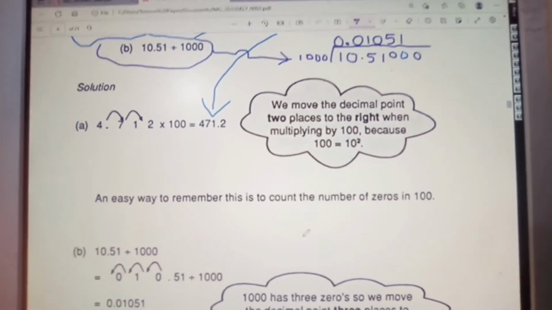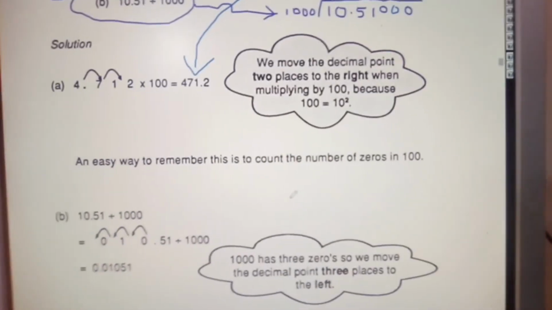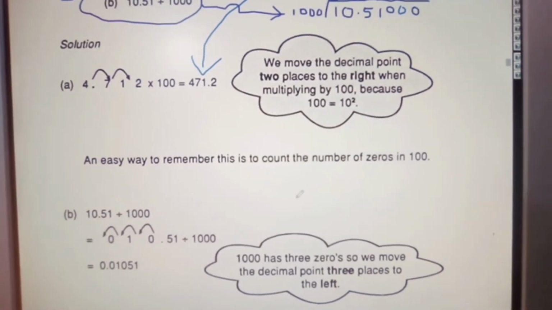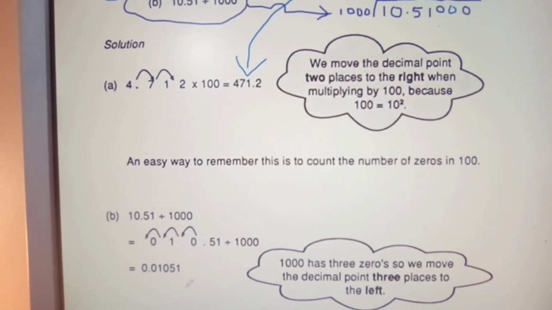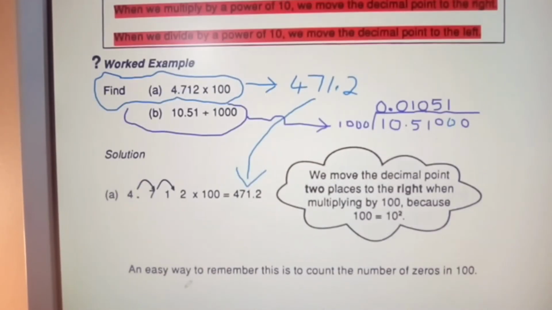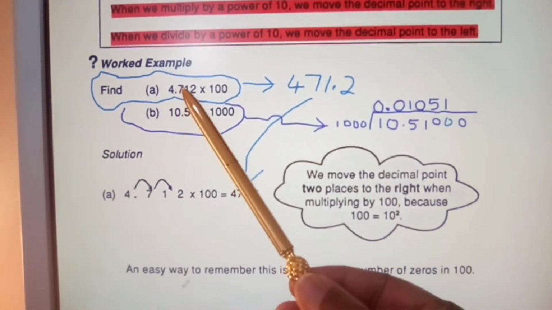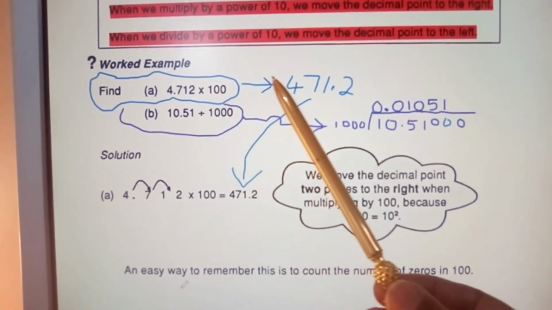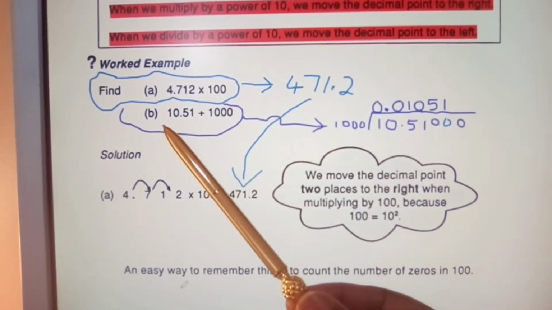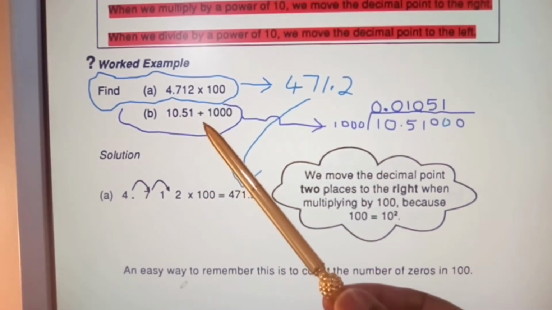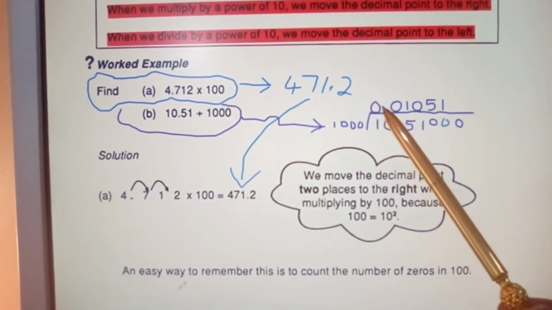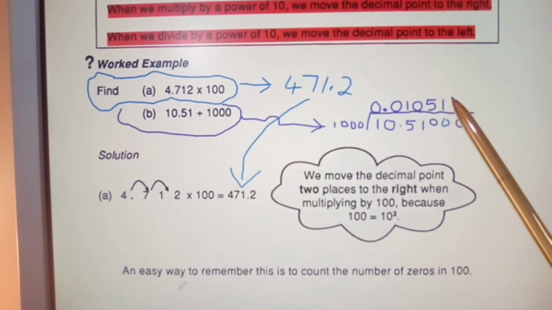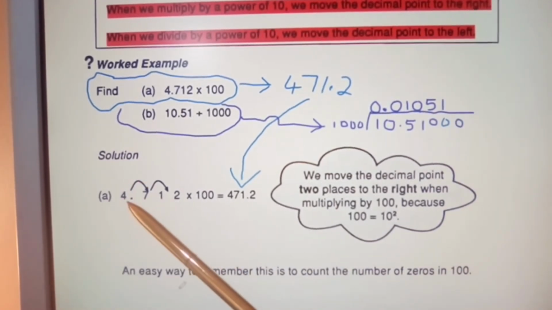Now let's look at this and recap our sessions. With example A, 4.712 times 100 equals 471.2. B, 10.51 divided by 1,000 equals, we can put into brackets, 0.01051. Okay, and here we have the solution.